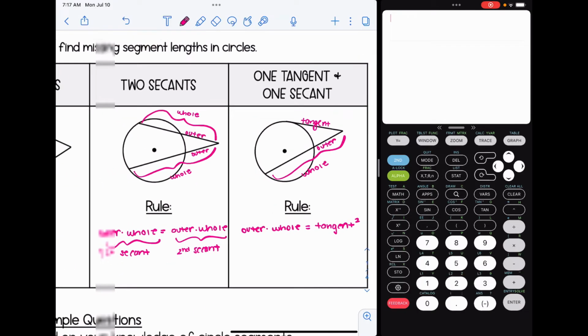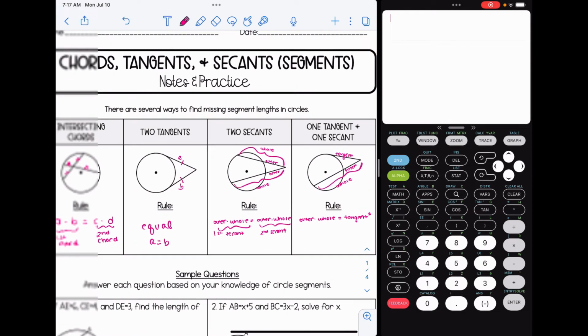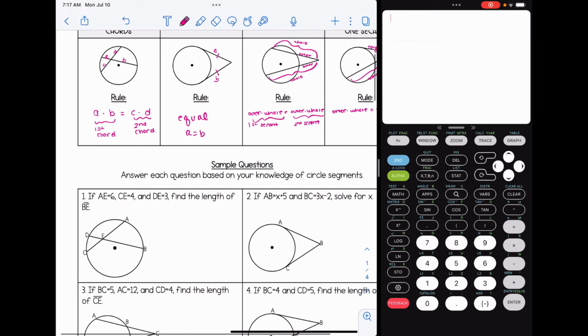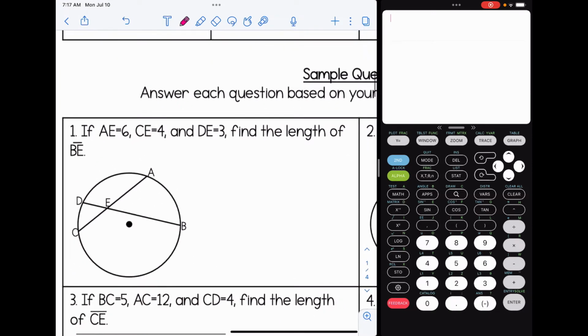These are basically our four formulas that we're going to be using throughout this lesson today to find missing segment lengths within circles. All right, so let's take a look at some examples. You might want to have your calculator handy. Number one: if AE is 6, I'm going to label as I read, CE is 4, and DE is 3. Find the length of BE. Since I'm looking for BE, I'm just going to put an X there.